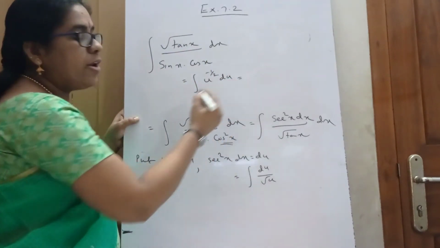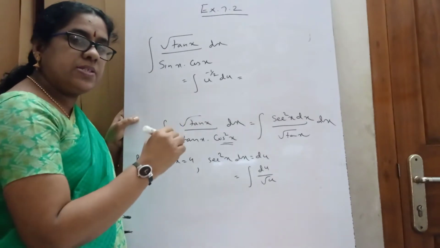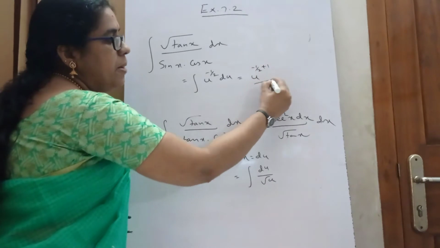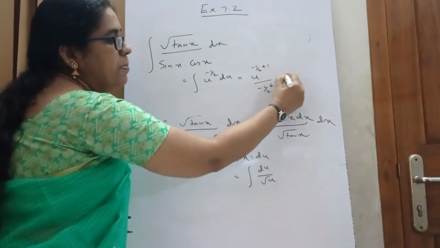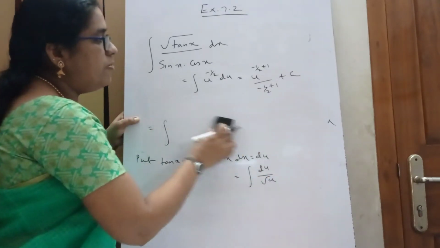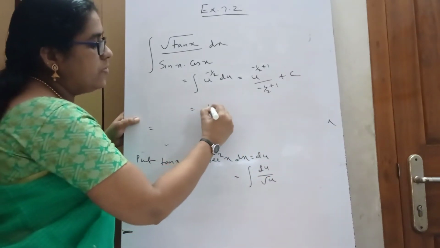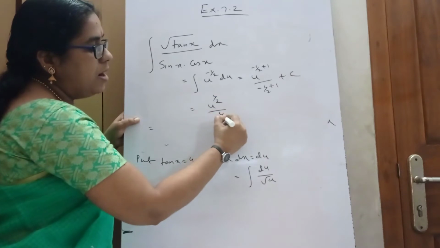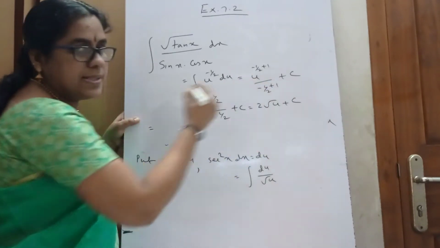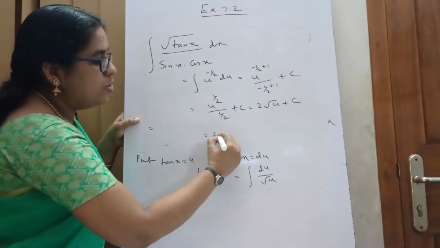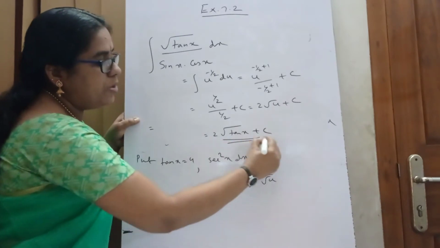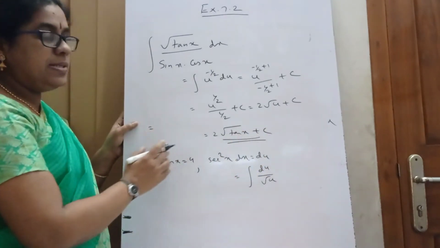We know what is integral of x raised to n? x raised to n plus 1 by n plus 1. So u raised to minus half plus 1 by minus half plus 1 plus c. That is equal to u raised to half by half plus c. That is 2 root u plus c. And u is tan x, so that is 2 root tan x plus c. So this is the procedure.